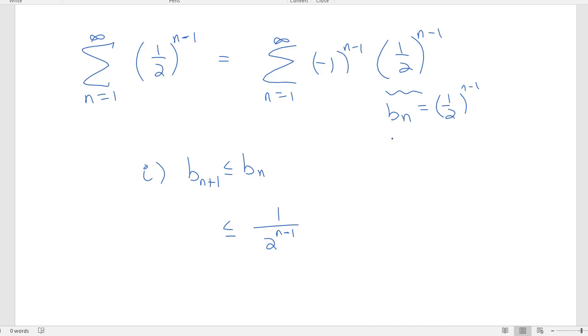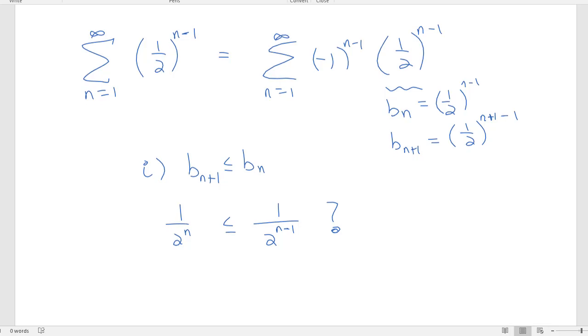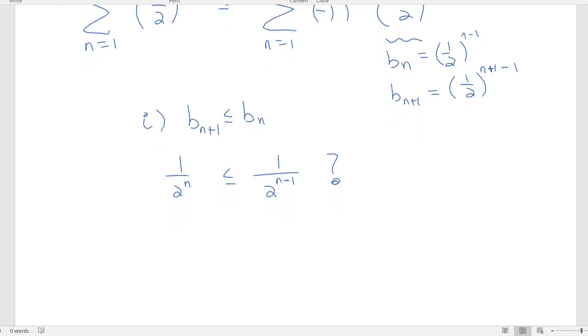So think about this for a second. If I substitute n plus 1 into my sequence of terms, I get n plus 1 minus 1, so that's just going to be (1/2)^n. So I'm asking the question: is this true? I don't know if it's true. I want to see if it satisfies that condition. We should be able to see intuitively that 2^n is going to be a little bigger than 2^(n-1), so (1/2)^n is going to be a little smaller. Again, if n was 5, 2 to the 5th is 32, and 2 to the 4th would be 16.